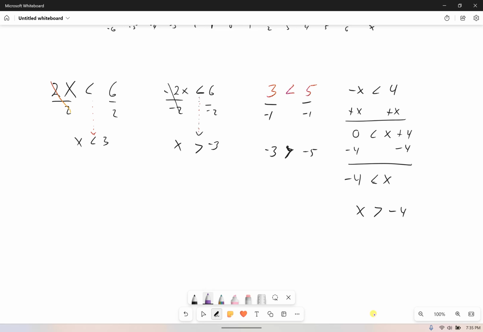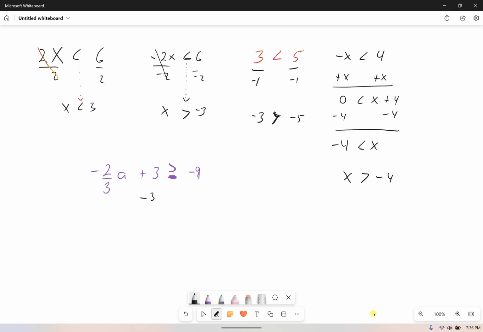I'm going to give you one last one. If I had negative 2/3 a plus 3 is greater than or equal to negative 9. The first thing I would do is I would subtract 3 from both sides. And I'd bring down my negative 2/3 a. And I still get greater than or equal to negative 12.